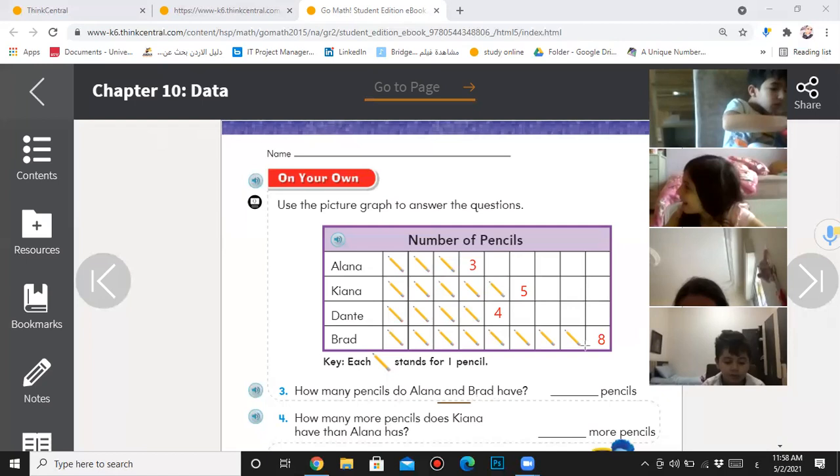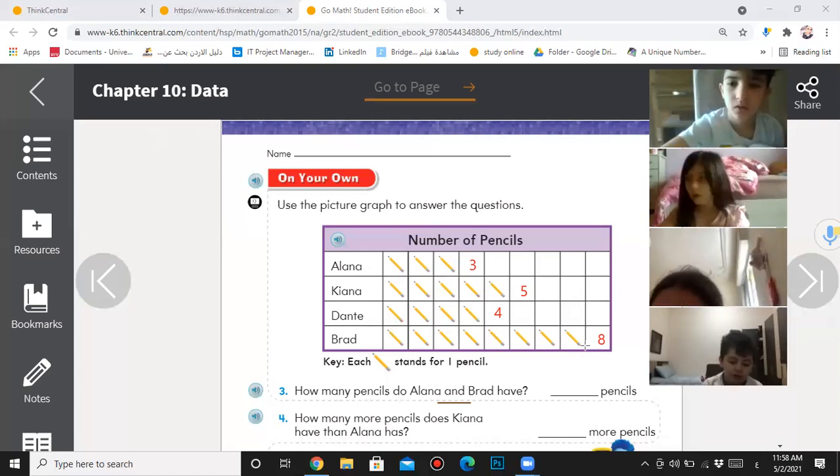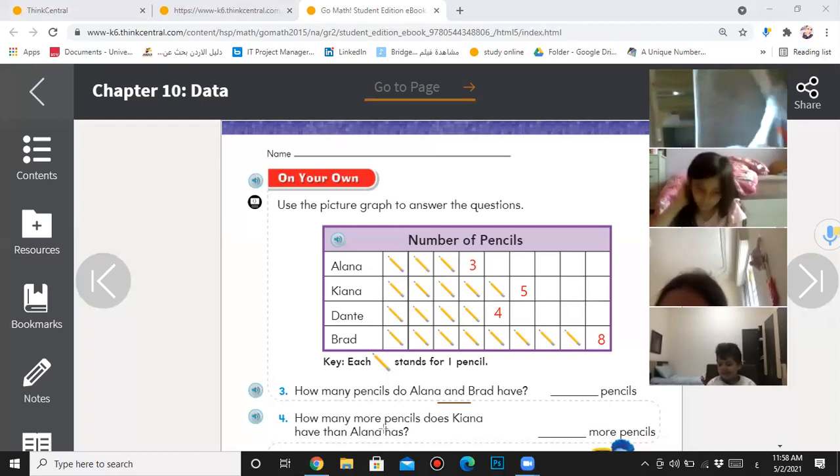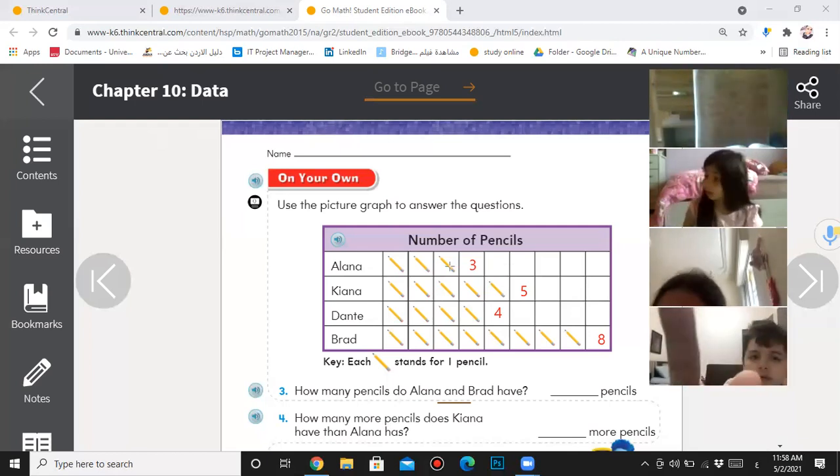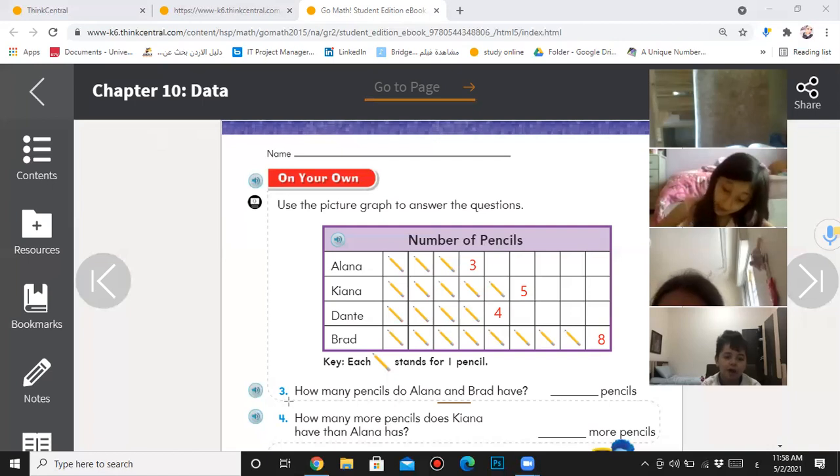Teacher, can I go bring a pencil? Yes, you can go. I can't hear anymore. Can you repeat again, please? Yes, Alana has three and Brad has eight.